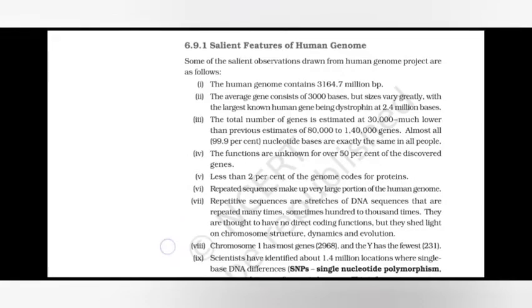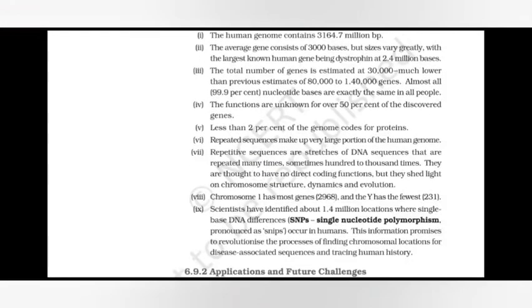Then next, eighth point, chromosome number 1 has the most number of genes, 2,968 genes, whereas Y chromosome has the fewest number of genes, only 231. Ninth point, scientists have identified about 1.4 million locations where there is a single base difference, which are known as SNPs, single nucleotide polymorphism, pronounced as SNPs. This information promises to revolutionize the processes of finding the chromosomal location for human diseases. Many diseases are because of just a single nucleotide polymorphism.